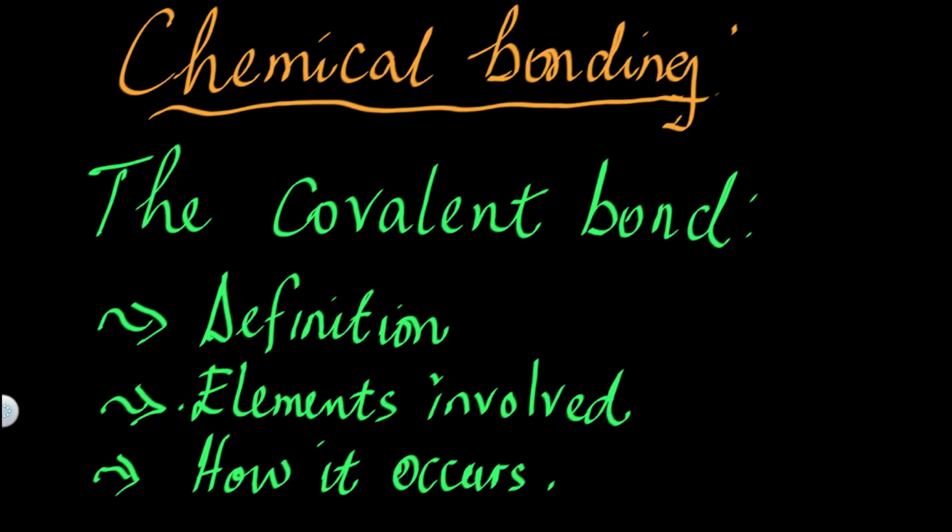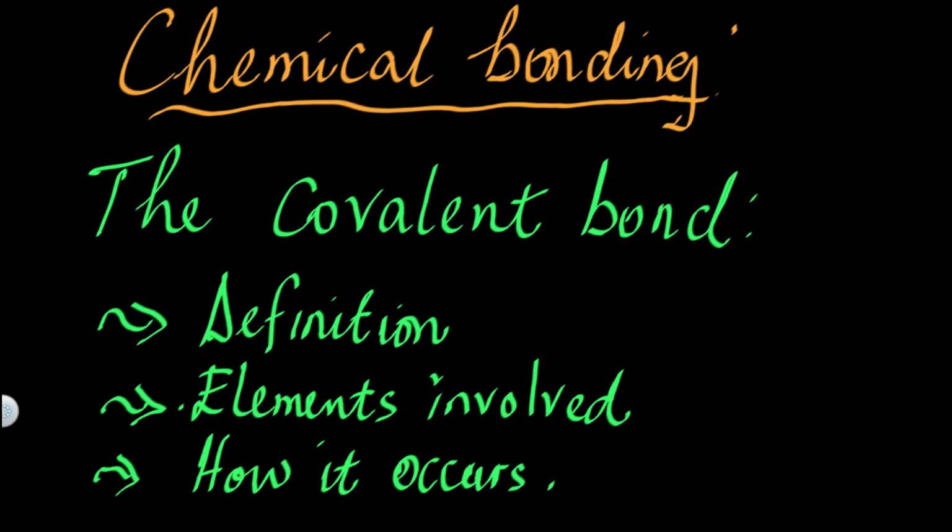In nature, atoms are found bonded to other atoms. With the exception of the noble gases, almost all the other elements on the periodic table, their atoms are found in nature bonded to other atoms. There are different types of chemical bonding, but in this video, I'm just going to focus on the covalent bond.